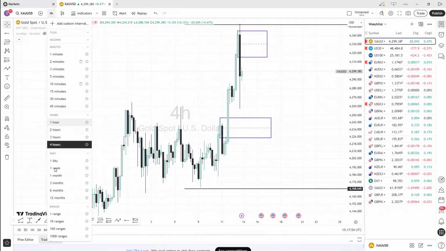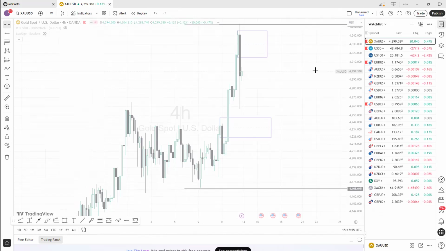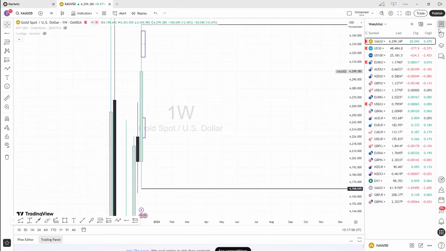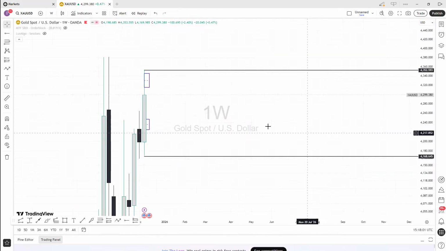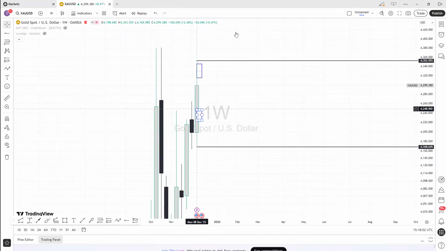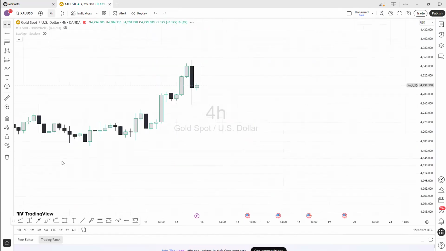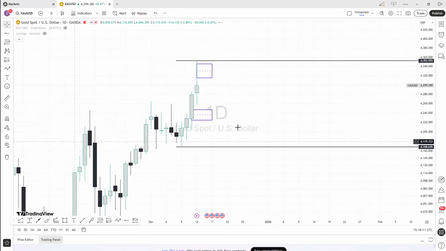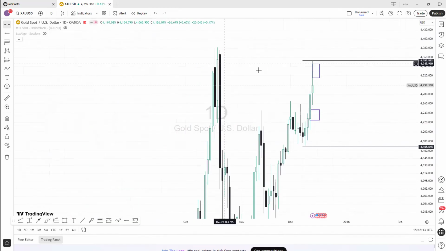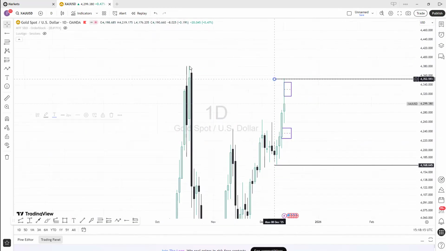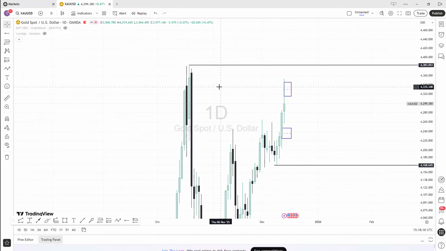Let us see Goldie on the higher time frame, from higher time frame to lower time frame. On the higher time frame, weekly bias is bullish. Last week was a very, very strong bullish candle. You can see on the daily time frame, bias is also bullish. We have a very, very strong bullish move. Also, we have that liquidity which attracted price to move toward.